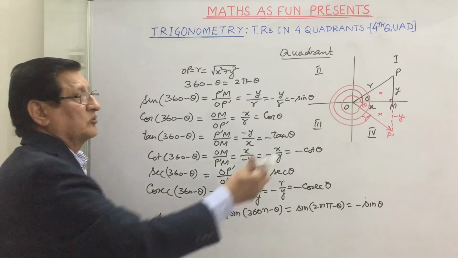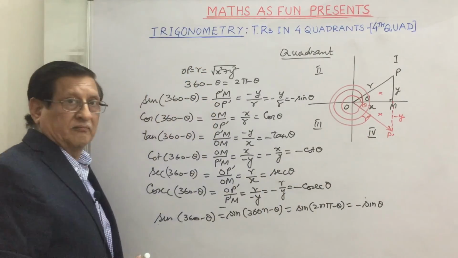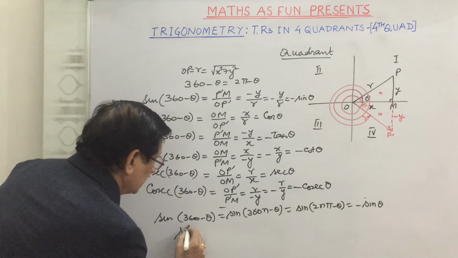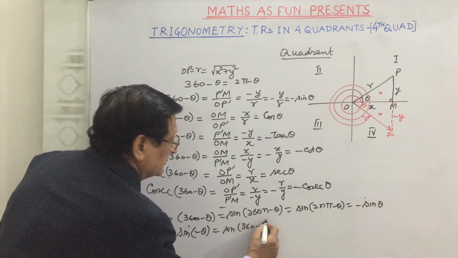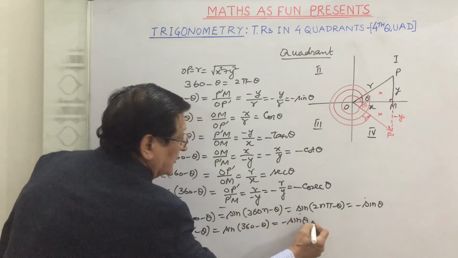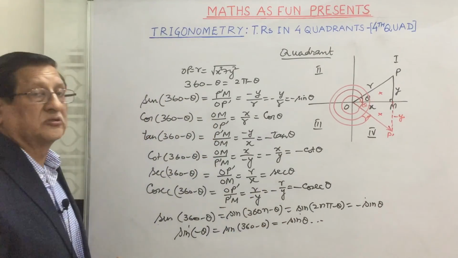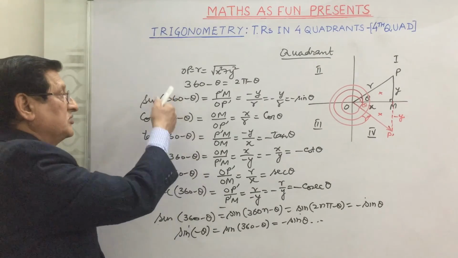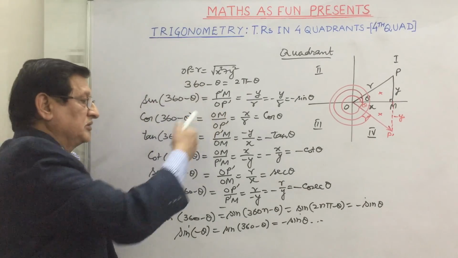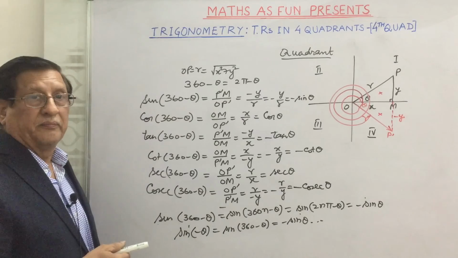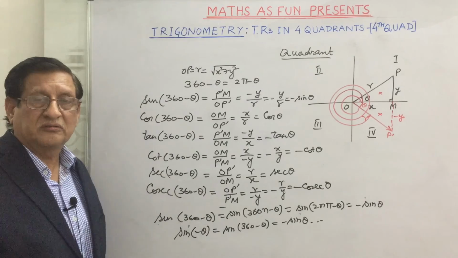About minus theta, as I told you, for minus theta also, if it goes in the anticlockwise direction, the same triangle works. It means we can say that sine minus theta is also same as sine of 360 minus theta, and that will also be minus sine theta, and so on. We can find all other trigonometric ratios. It means what? 360 minus theta, 2 pi minus theta, 360n minus theta, 2n pi minus theta or minus theta, all are having same value. We can remember them easily this way.